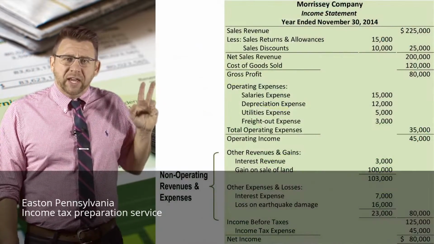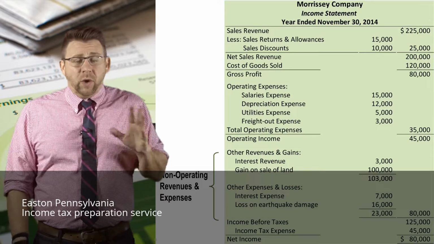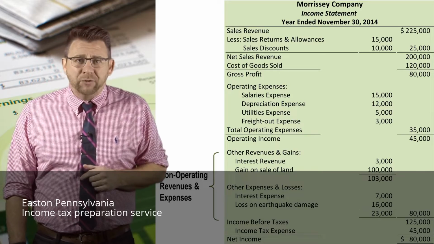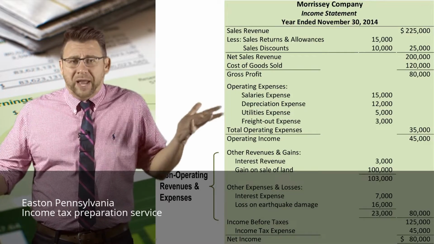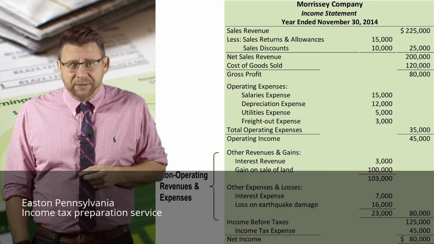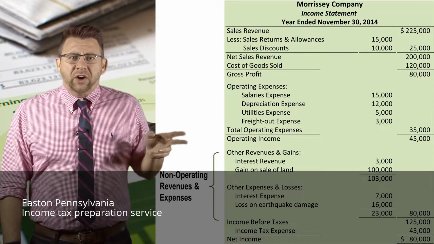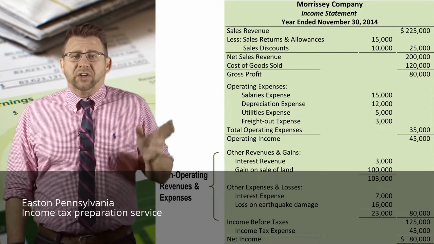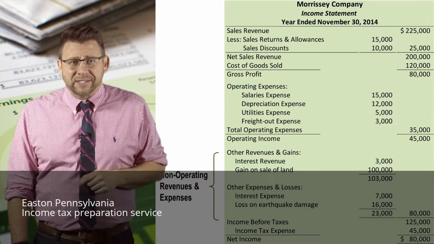The next section of the income statement reports non-operating revenues and expenses. These items are either one-time amounts, like gain on sale of land or loss from earthquake damage, or items not part of central operations, like interest revenue, which is earned by making a loan, or interest expense, which is incurred by financing assets with debt. This section is sometimes known as the other section. So here, other revenues and gains are added to operating income, and other expenses and losses are deducted from operating income. This gives us a new subtotal called income before taxes.